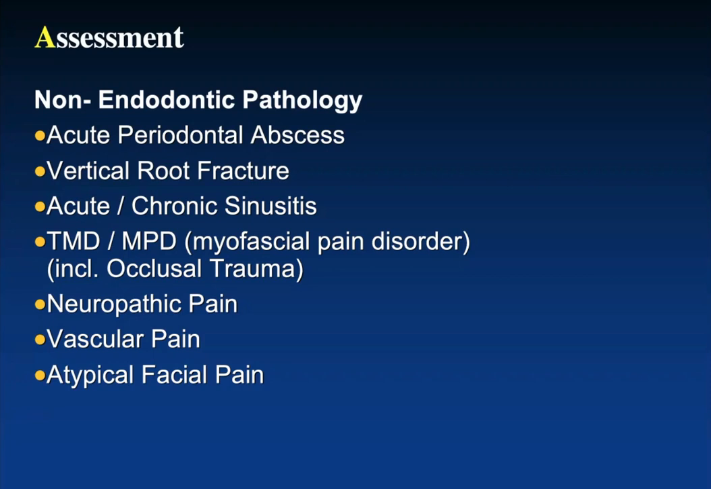Vertical root fracture might mimic an endodontic pathology as well. That's usually happening in the buccolingual direction. And of course, it's hopeless. So the option, if it's single-rooted, would be extraction. If it's multi-rooted, it would be maybe root amputation or extraction, depending on which root. Acute or chronic sinusitis might mimic endodontic tooth pain.